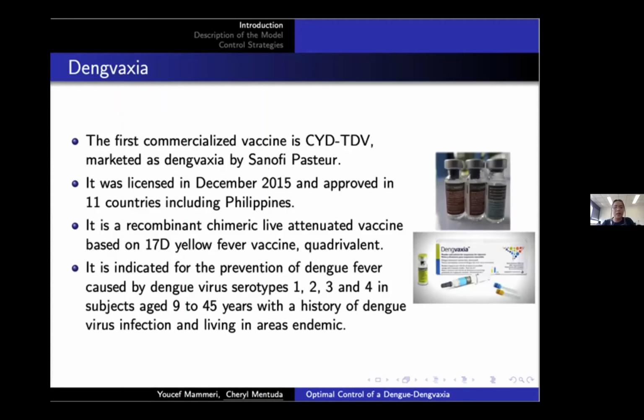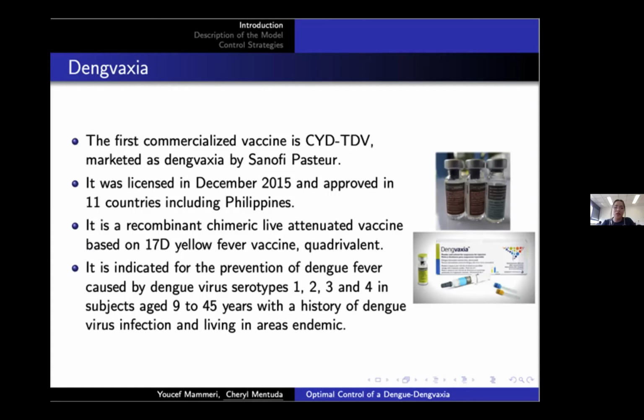It was licensed in December 2015 and approved in 11 countries, including the Philippines. In fact, on December 1, 2015, the commercial sale of the dengue vaccine was approved, making the Philippines the first Asian country to commercialize it. And in April 2016, the Department of Health launched the dengue vaccination campaign in the Philippine region, involving more than 800,000 school children who received at least 1 dose of the vaccine.